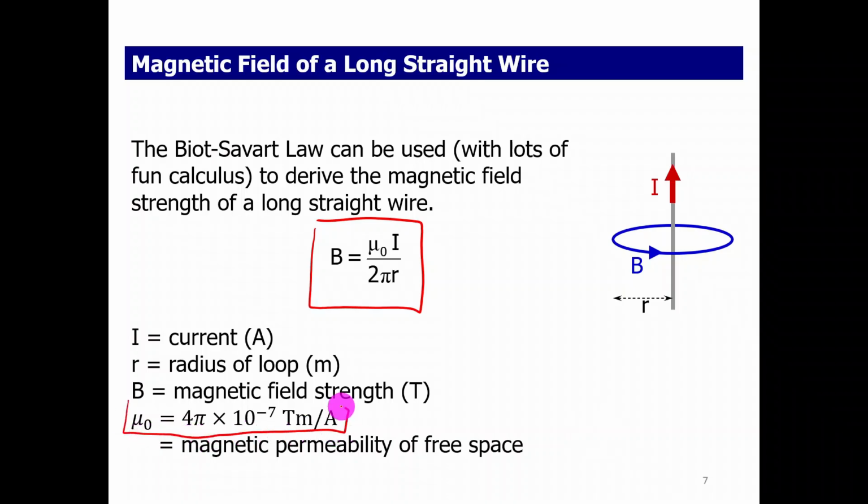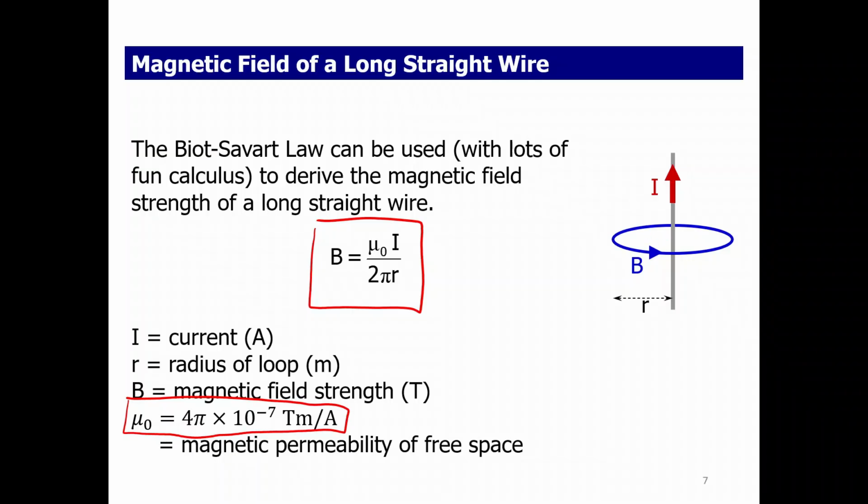It is 4 pi times 10 to the negative 7th Tesla meters per ampere. So you don't have to memorize that. It's on the formula sheet. I is our current, so if there's a current flowing through the wire. And then it is based on the radius r. So how far are you?